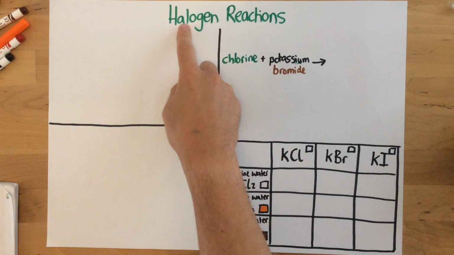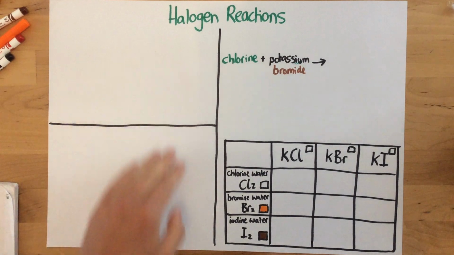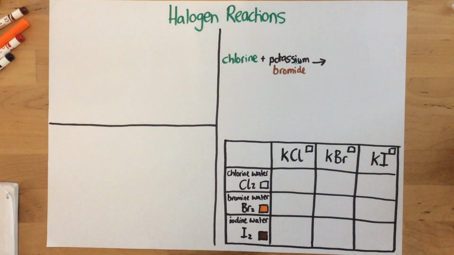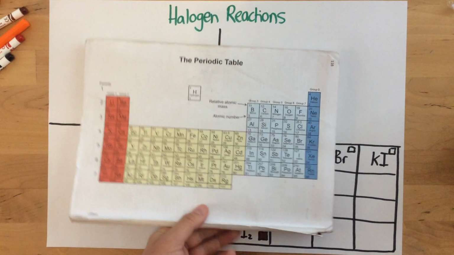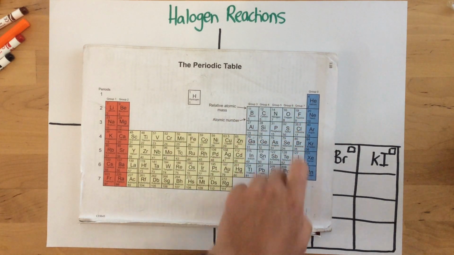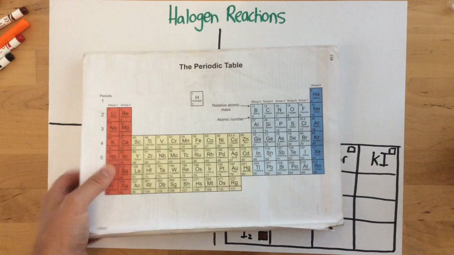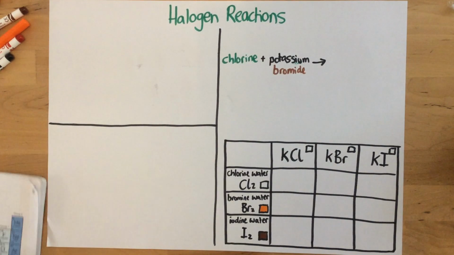Okay, today I'm going to talk to you about halogen reactions. There are three different types of reaction that we need to know involving halogens. Just to recap, halogens are in group 7 of the periodic table: fluorine, chlorine, bromine, iodine and astatine. And they undergo some reactions that we're going to look at now.